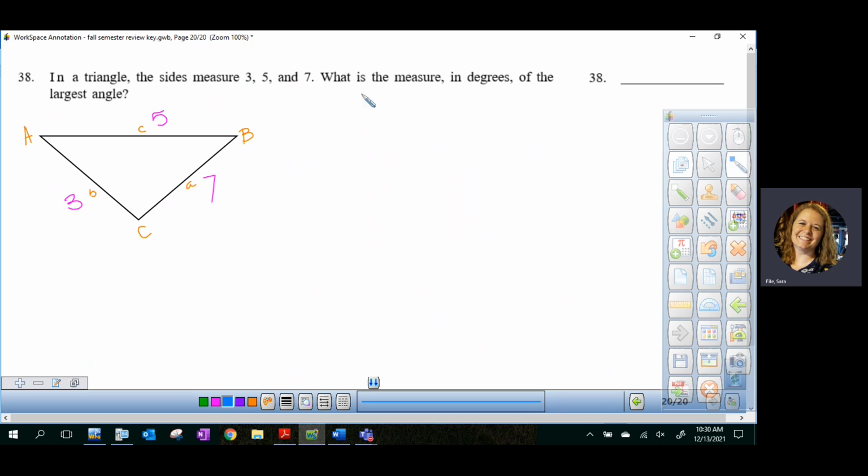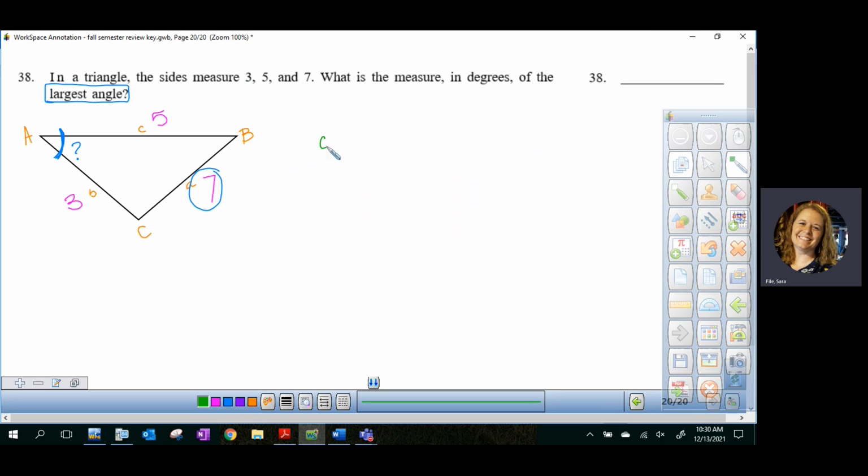What matters is which angle is the largest angle. How can you determine which angle is going to be the largest if we don't have any of the angles? Good. The largest angle is across from the longest side. So the longest side is 7. So the angle across from 7 is what we're looking for. And the way that I labeled it, that's A. If you labeled it as B or C, that doesn't matter. Y'all with me? Okay. So we're going to do side, side, side.